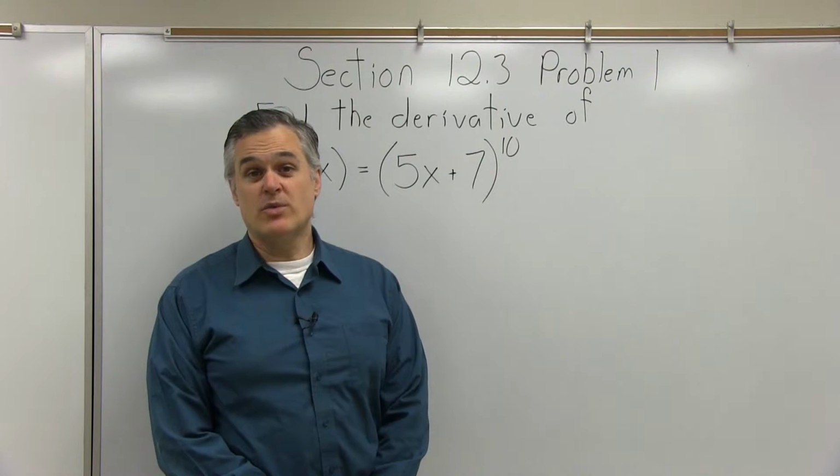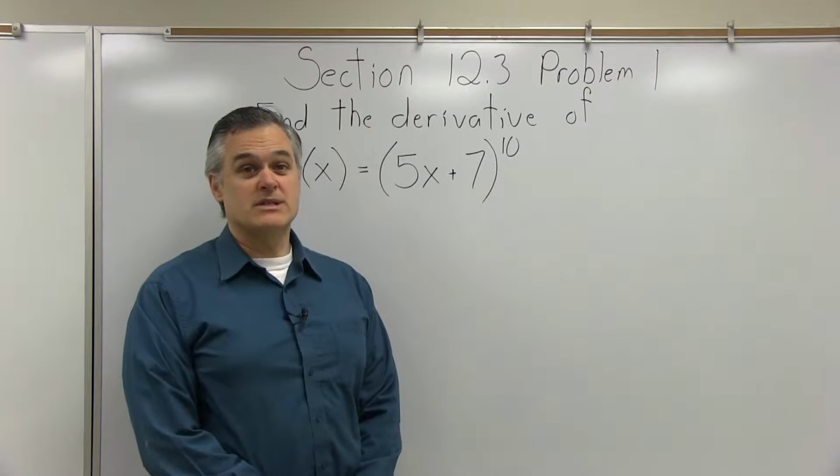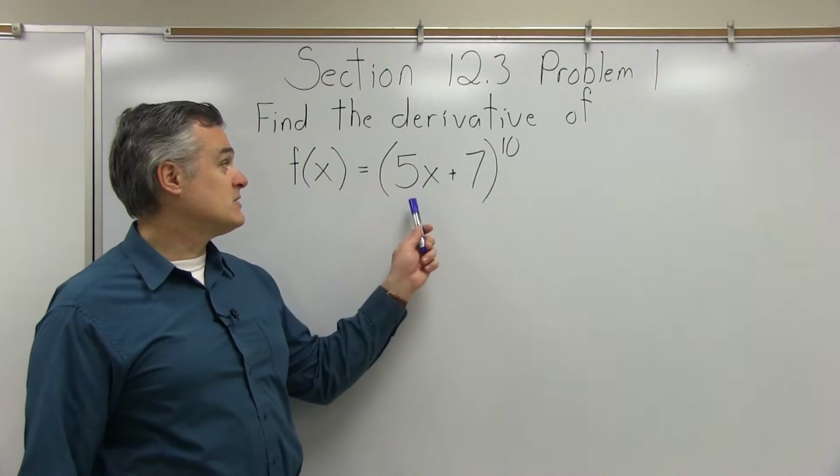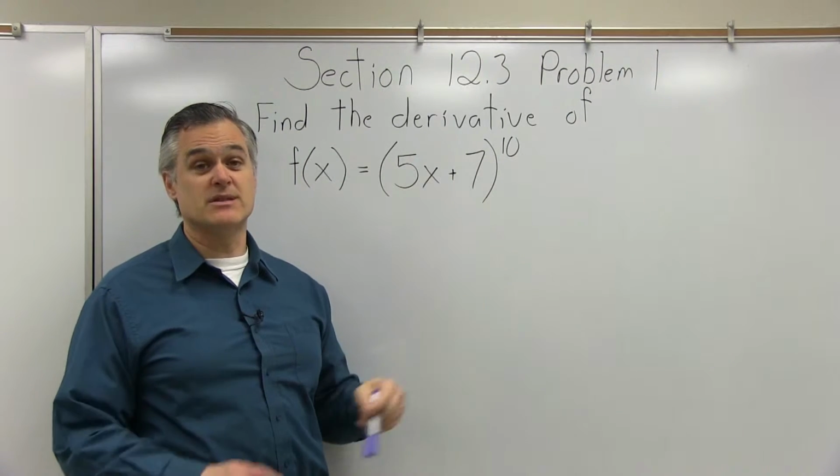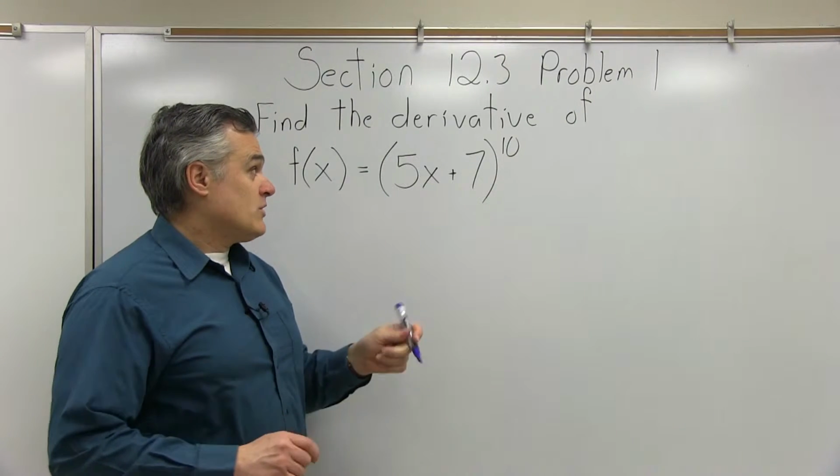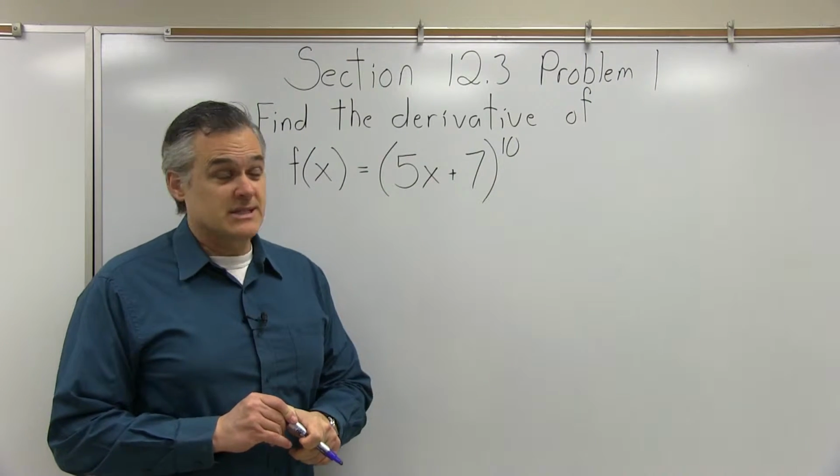This is Section 12.3, Problem number 1. It says find the derivative of f of x equals (5x plus 7) to the 10th power. So if you don't use the chain rule, you'd have to FOIL out 10 sets of parentheses.